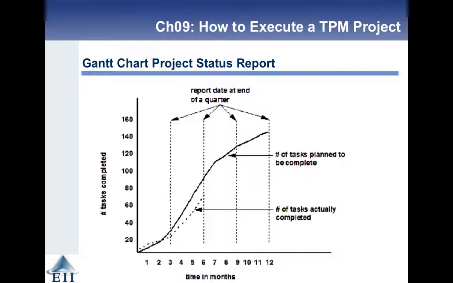So one way to report is to generate information out of your Gantt chart, out of your project plan. This is just plotting. On the x-axis is time, and on the y-axis is the number of tasks in the plan completed. The black line is the planned completion, or cumulative number of tasks completed, and the dashed line is the number of tasks actually completed. And as you can see, we're way behind in terms of the number of tasks we wanted to finish.